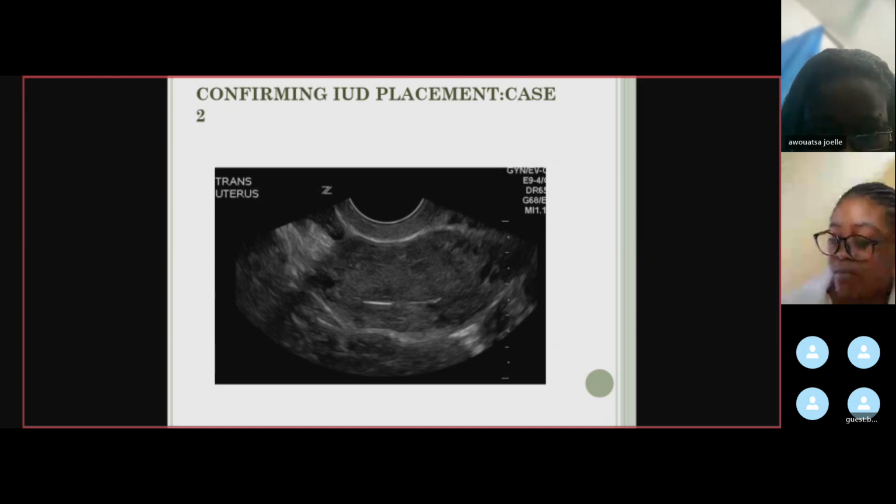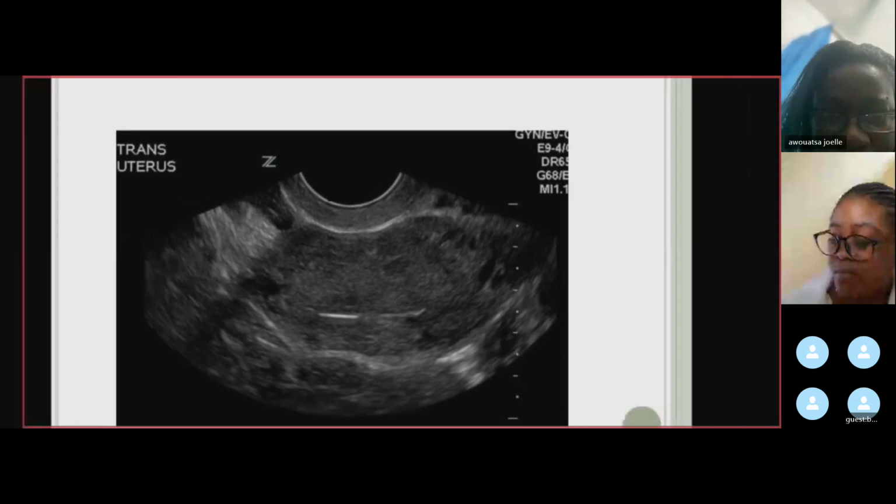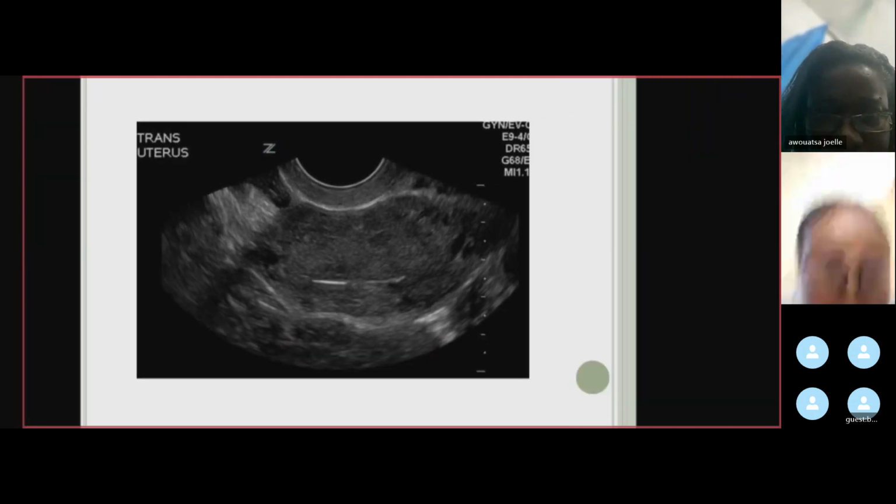So this is the second case, that is placement of IUDs, that is intrauterine devices, inside the female. Here we have done the transvaginal scan. Okay. In this picture you can see E9-4. Okay. GYNEV. On the right hand side you can see GYNEV, it is the protocol which is selected.